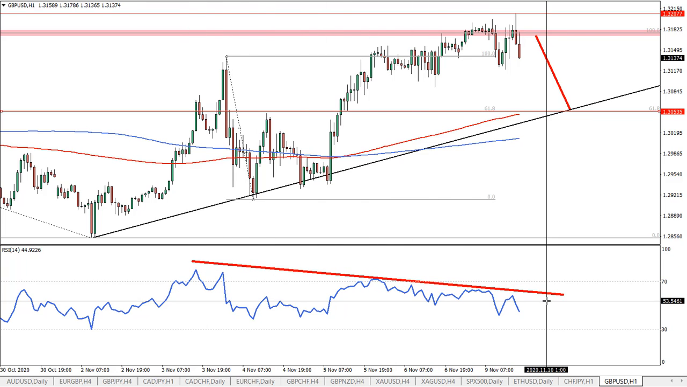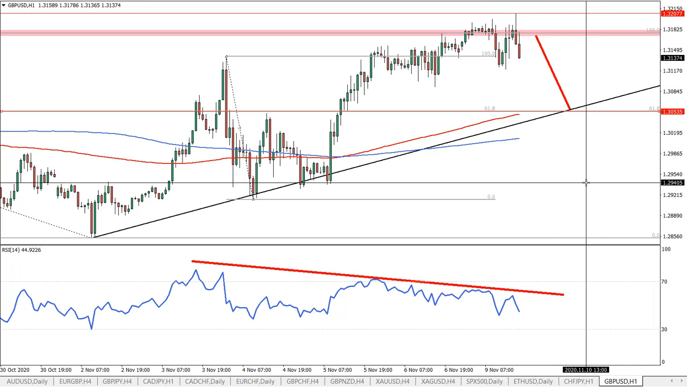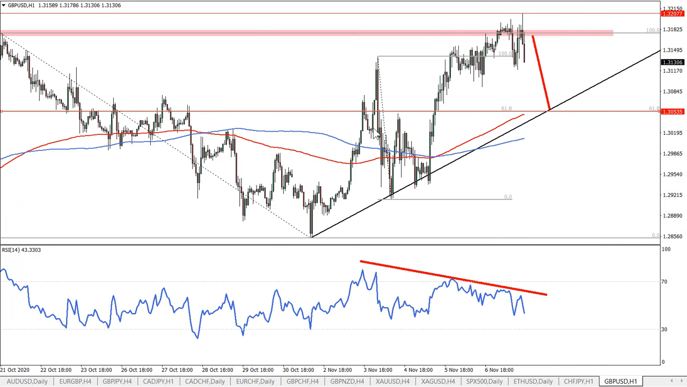All in all, the resistance has been rejected, and what we also have is the bearish divergence on the RSI oscillator, which means that this could result in a potential correction or even a trend reversal for the longer term. So what can be said about the potential downside support or the target?